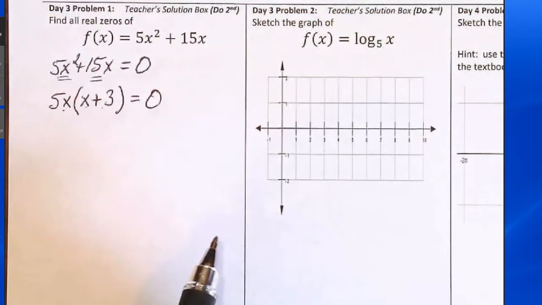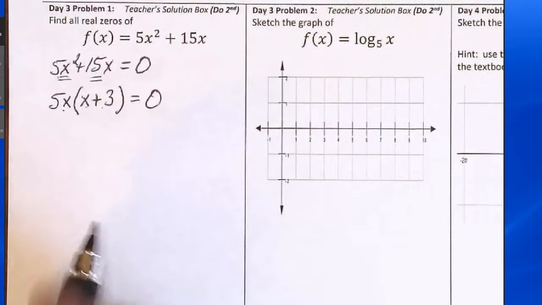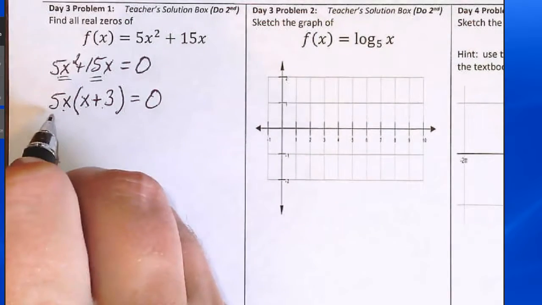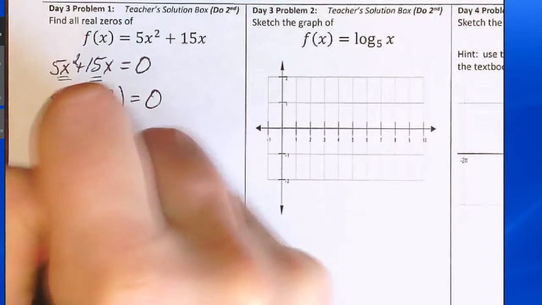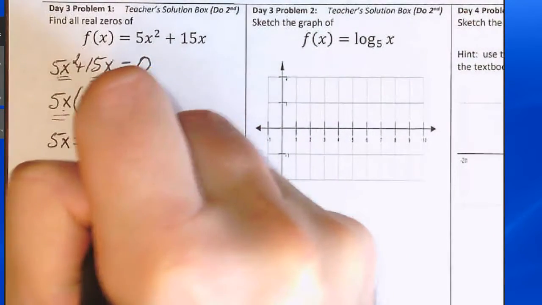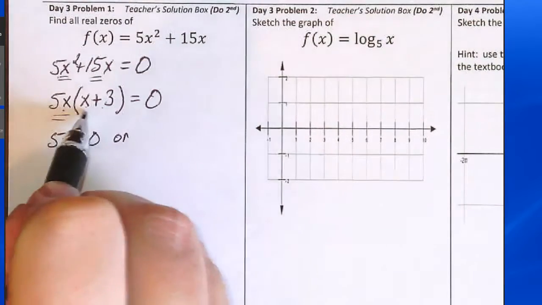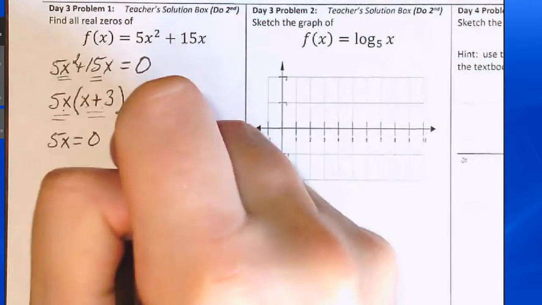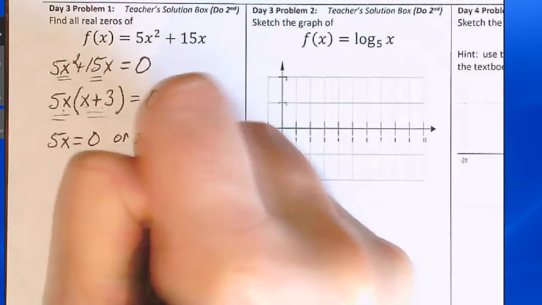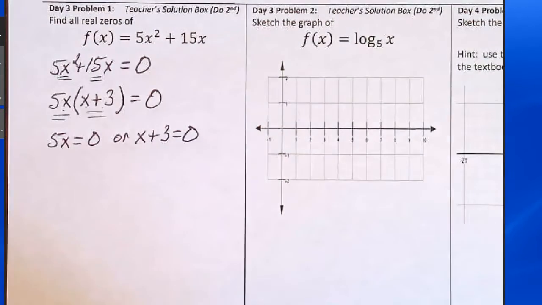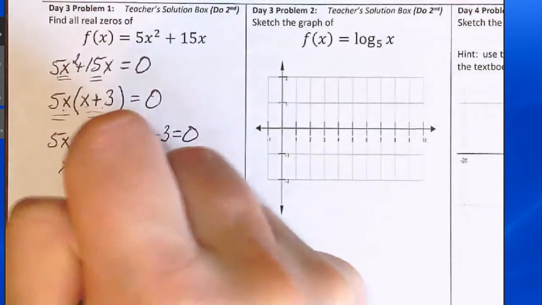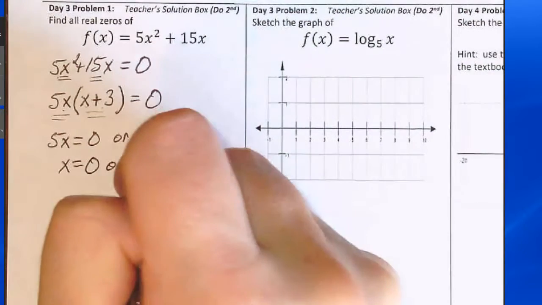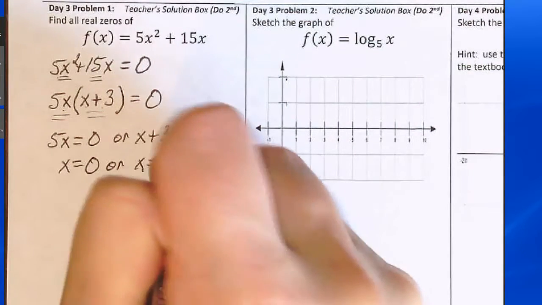Now let's use the zero product property to find answers for x. The first factor is 5x. Maybe that's the one that equals 0. Or the second factor is the x plus 3. Maybe that's the one that equals 0. Solving the first one, we get x equals 0. Or, in solving the second equation, we get x equals negative 3.